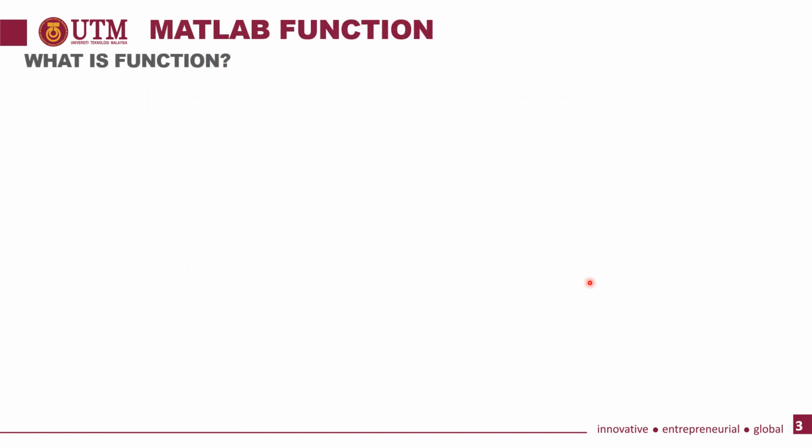Alright, so in MATLAB functions, what is actually a function? In MATLAB, we have a program file. A program file is actually a .m file that contains a program. Last week we already learned about the script, how we want to create a script. And after we create a script, we produce one file, we call it a .m file. Inside the .m file, it contains a program.